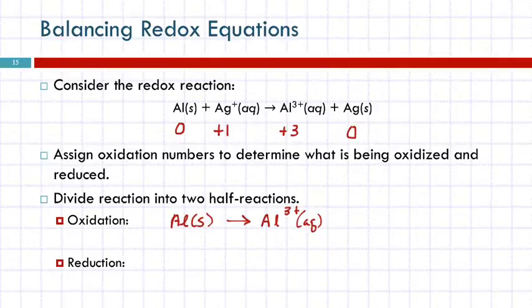The other is being reduced. So silver ion is going from +1 to 0. That's the reduction. So +1 to 0 is the reduction. In this one, we could use the charges to identify the oxidation and reduction, or you can use the oxidation states. Any questions?